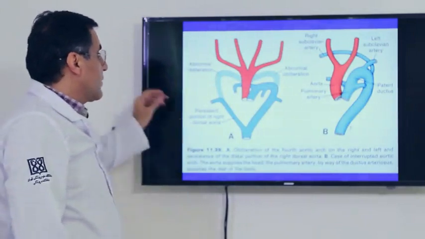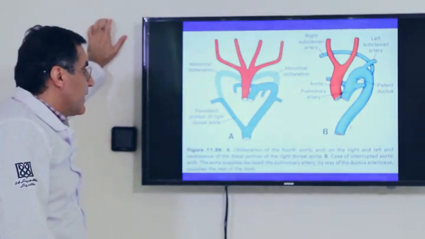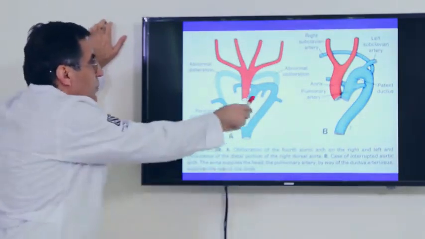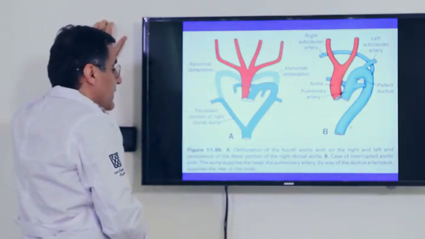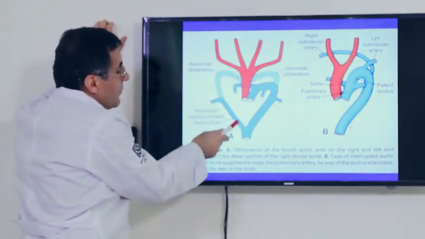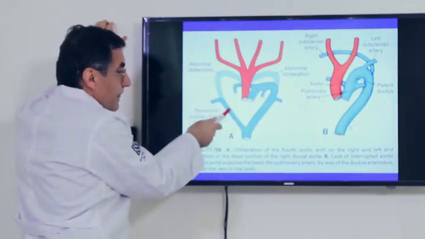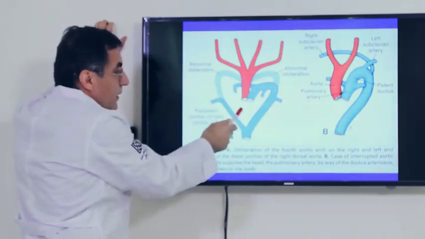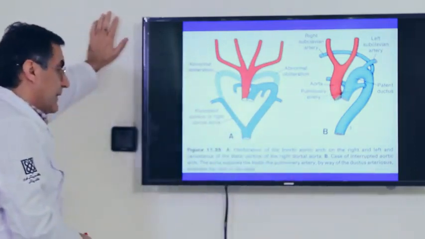This one is obliteration of the fourth aortic arch on the right and left, in both sides. The fourth arches are degenerated, with persistence of the distal portion of the right dorsal aorta. As a result, we have an interrupted aortic arch abnormality.